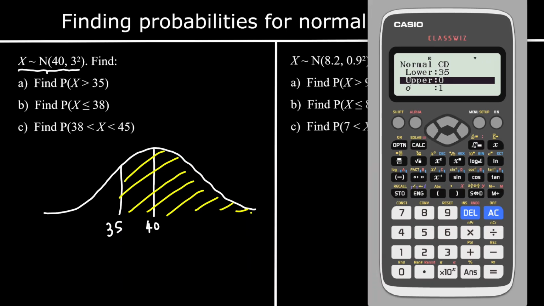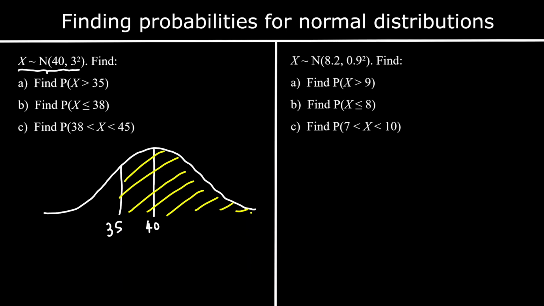Remember, 99.7% is within 3 standard deviations, so that would be up to 49. If I put in a massive number, it's going to essentially include everything. The standard deviation is 3, and the mean is 40. So press equals, I get 0.952. So that is the answer.